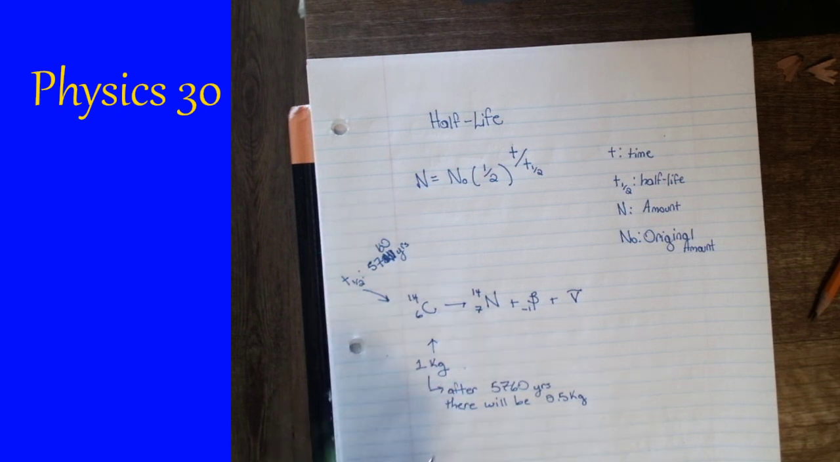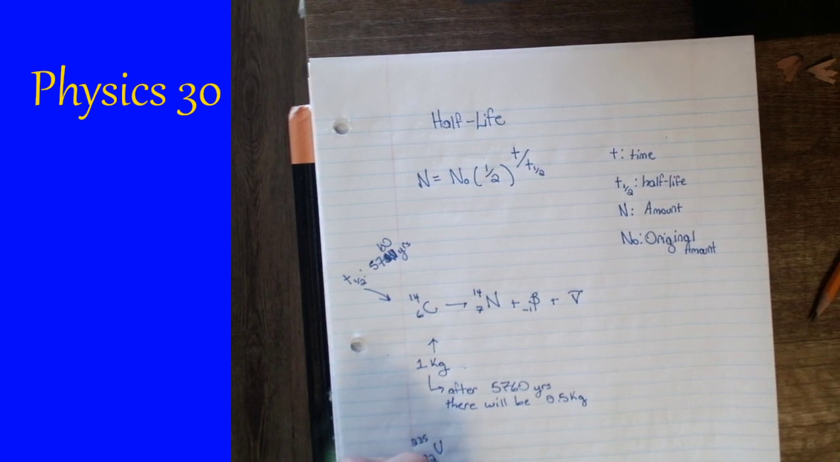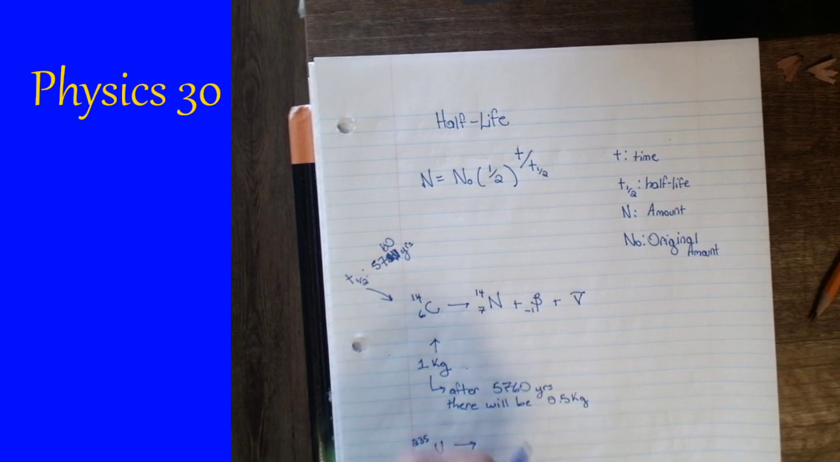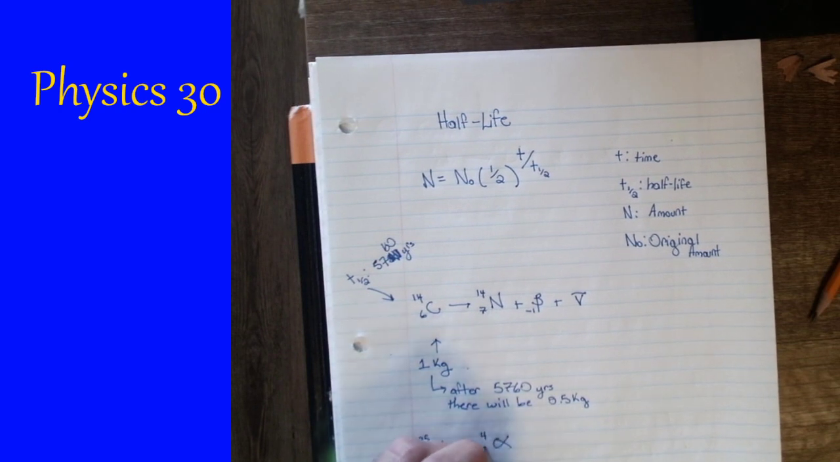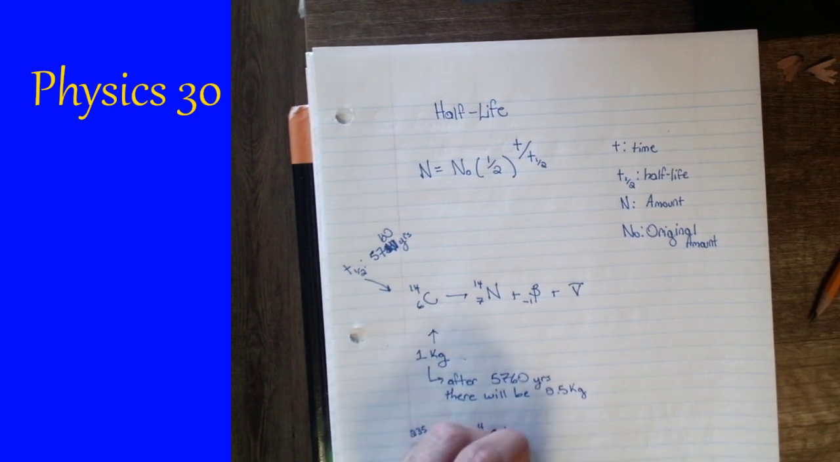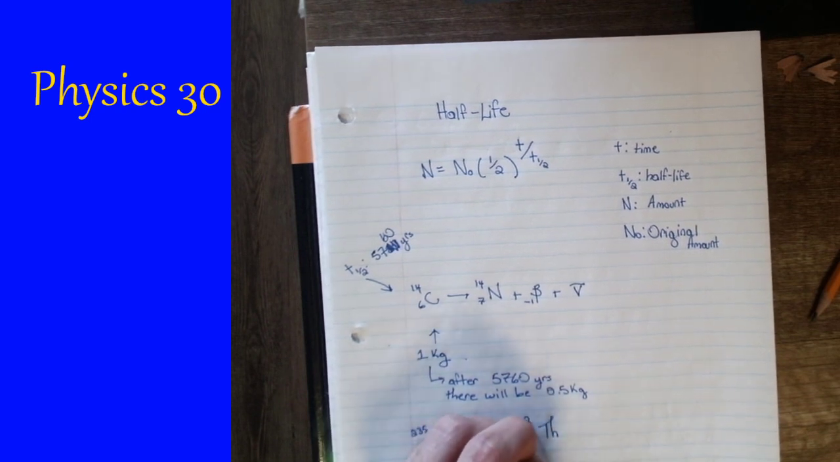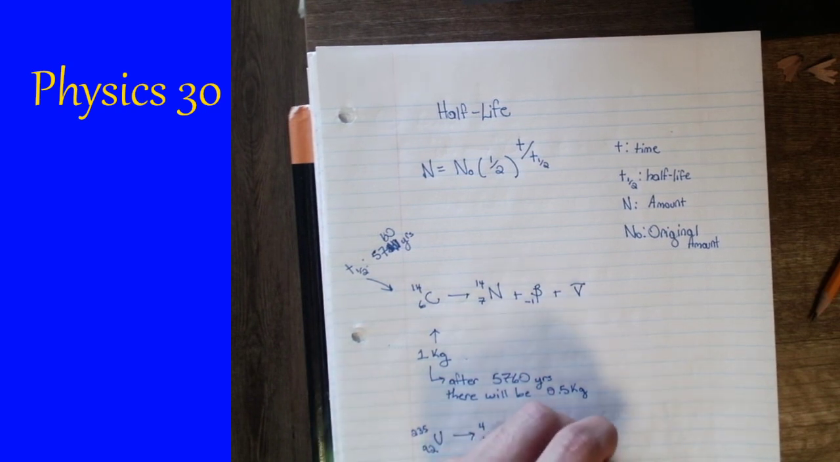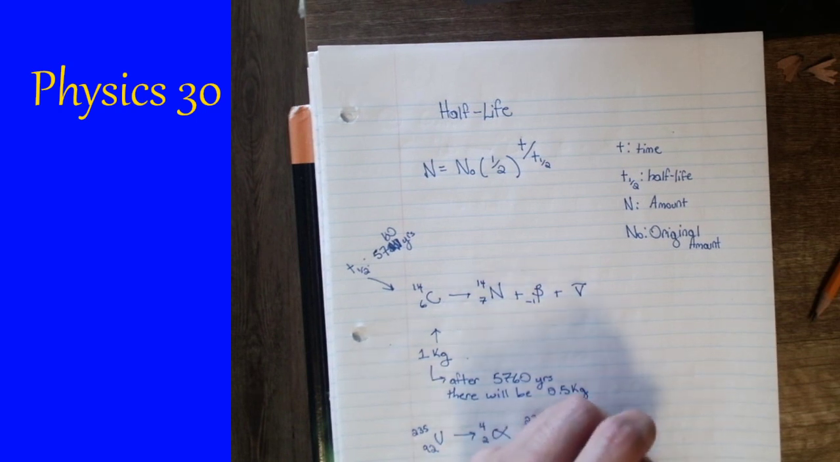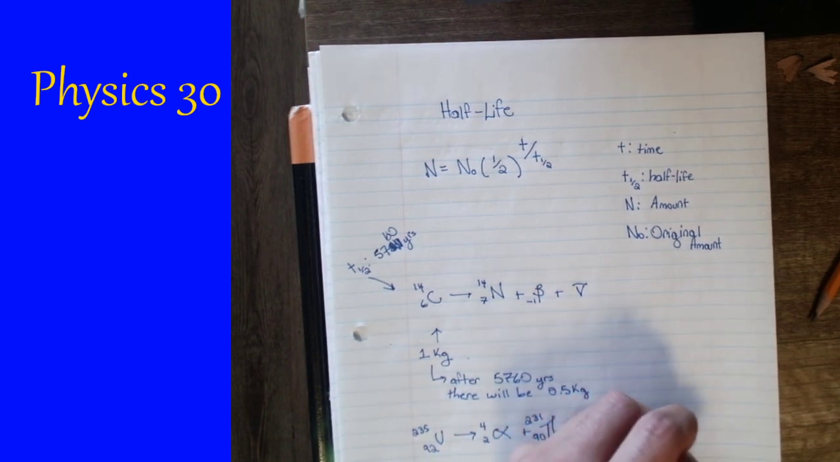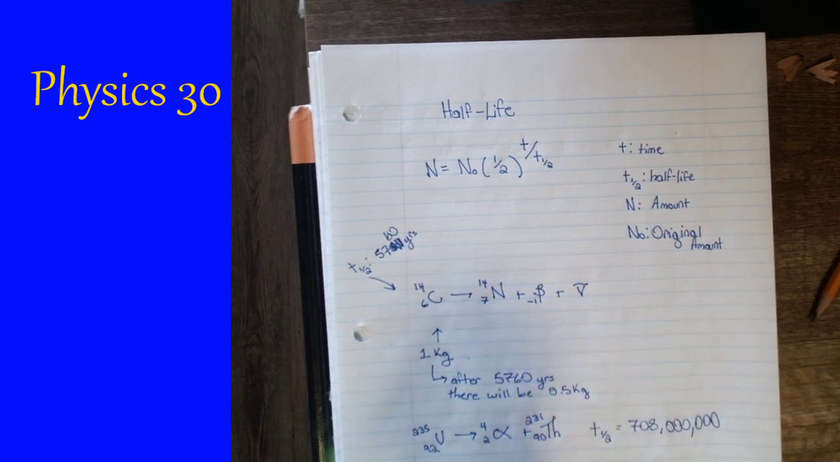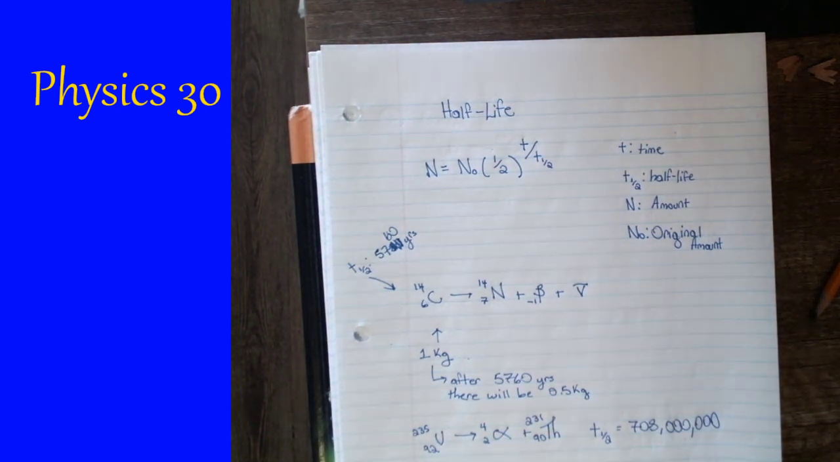So another example, it's all kind of relative, but we looked in the last video at uranium-235, 92. That undergoes alpha decay. So I say alpha particle, 4 2, plus the thorium-231, 90. That has a half-life of 708-ish million years.